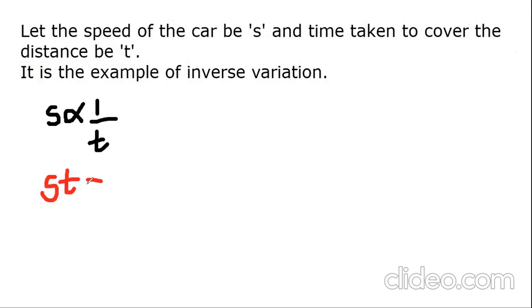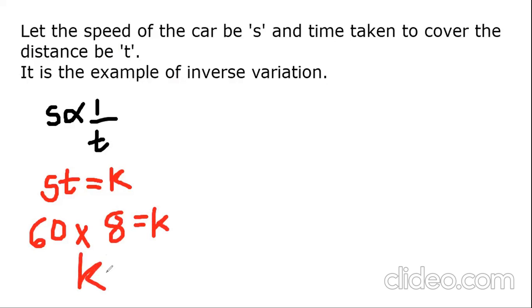K is the constant, the constant of variation. First, S किती दिलं तुम्हाला? S is 60. Speed is 60. Then time taken will be 8 hours. So K is equal to 480.